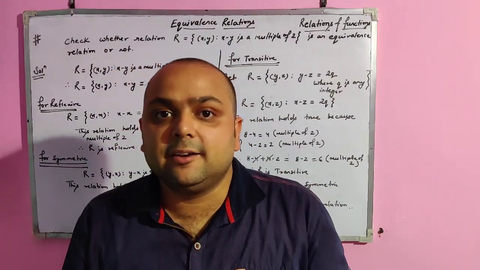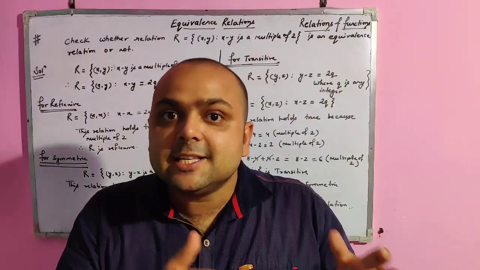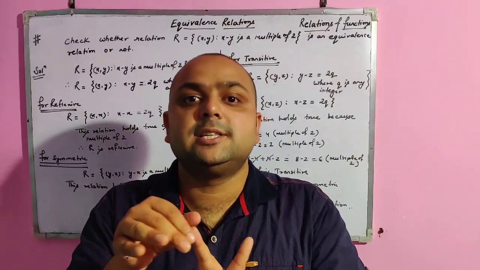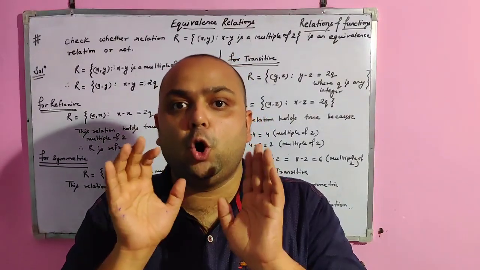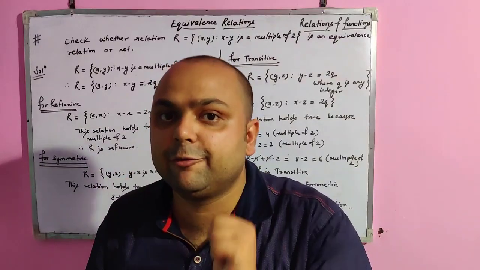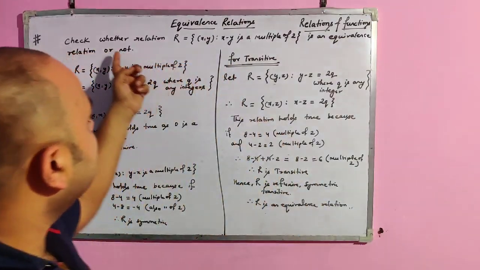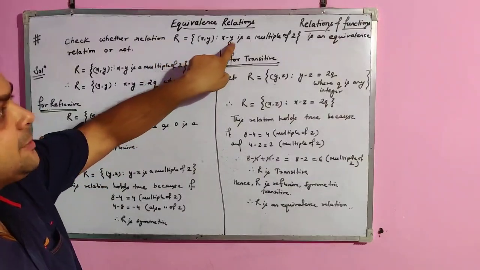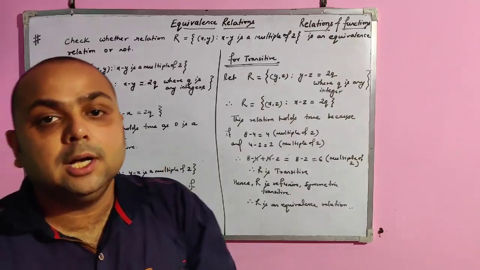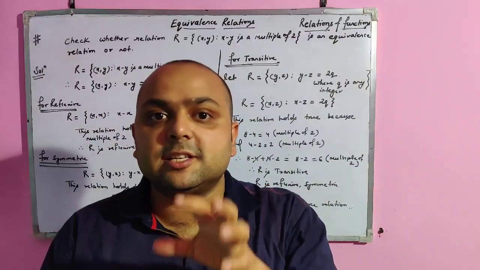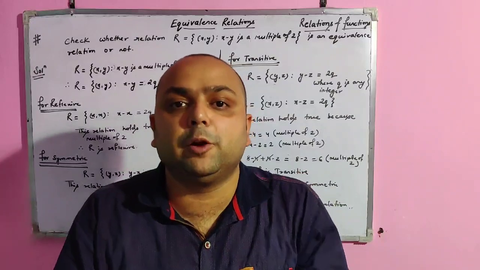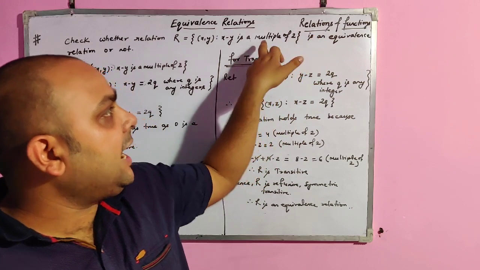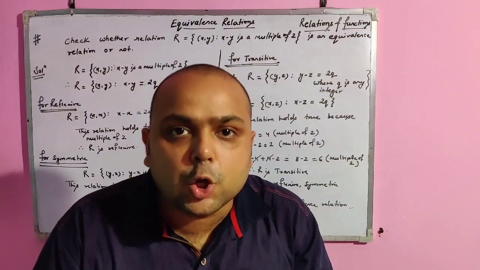We have to check whether the given relation satisfies all three conditions of reflexive, symmetric and transitive. So all of you please see the video very carefully. Question is, check whether the relation R equal to {(x, y)} such that x minus y is a multiple of 2. There is a relation between x and y such that x minus y is a multiple of 2. That is, x minus y is an even number. We have to check whether this relation is equivalence or not.